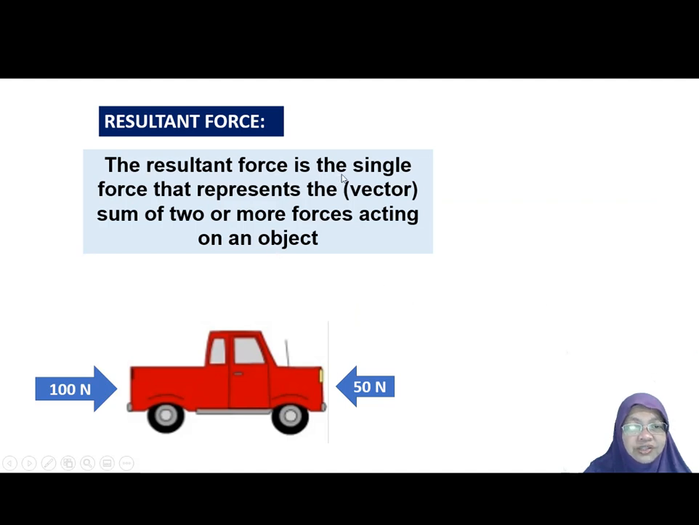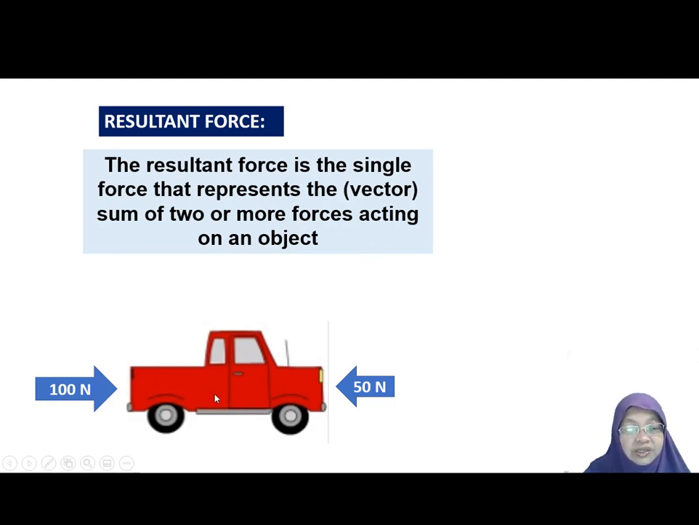So resultant force is the single force that represents the sum of two or more forces acting on an object. Again, a single force. It is the single force that represents the vector sum, or the sum, of two or more forces acting on an object.